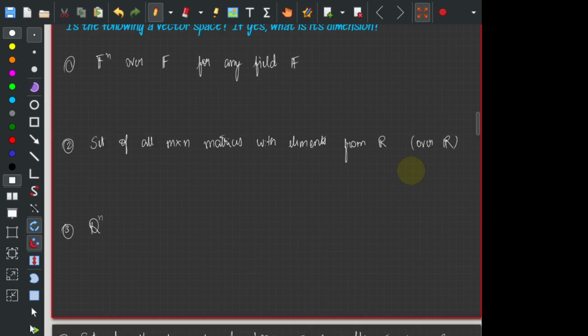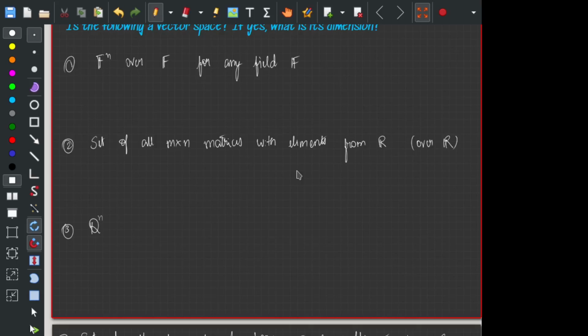What is the dimension of this vector space? It's mn. So in order to say that the dimension of this vector space is something, again remember, do not confuse this with the row space or the column space of the matrix. We are looking at the set of all possible m by n matrices, not a given matrix, and asking if this set is a vector space. Correct? So in order to do this, I need to provide a basis.